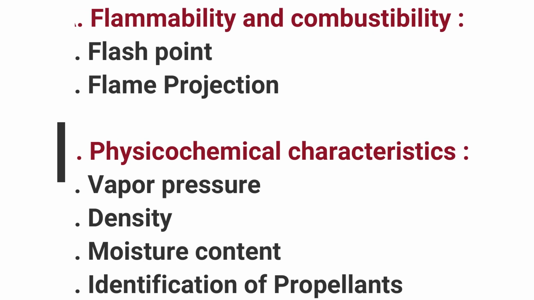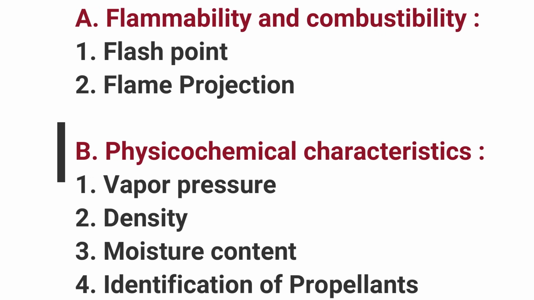Now we will check the first one, flammability and combustibility. First is flash point. Here we are using the apparatus named tag open cup apparatus. The product is chilled to minus 25 degrees Fahrenheit, and the test liquid temperature is allowed to increase slowly, and the temperature at which vapors ignite is called the flash point.